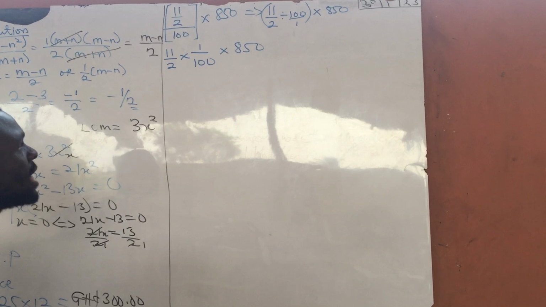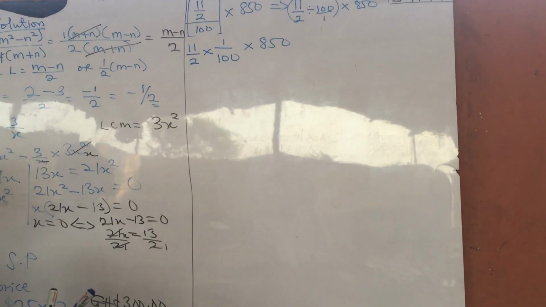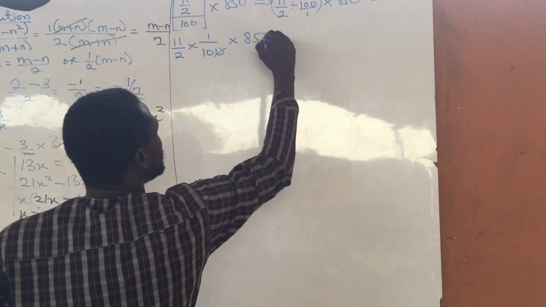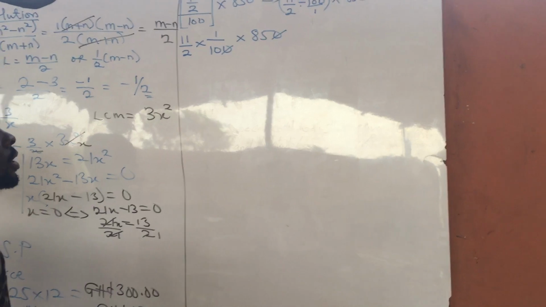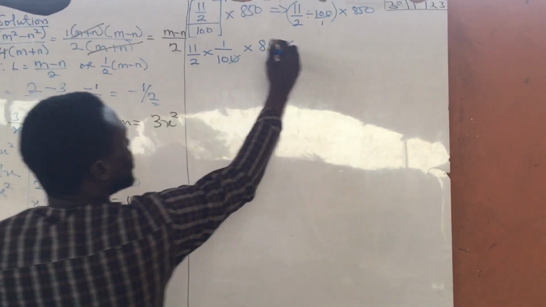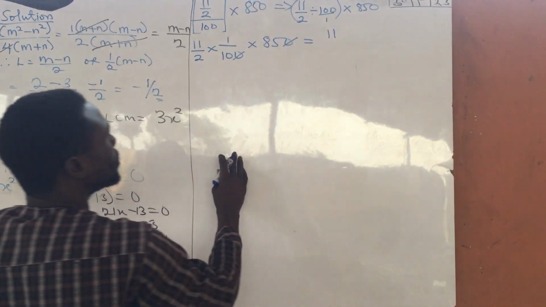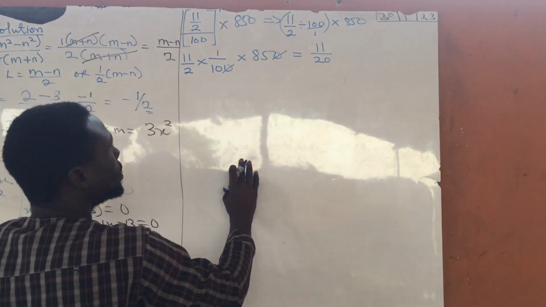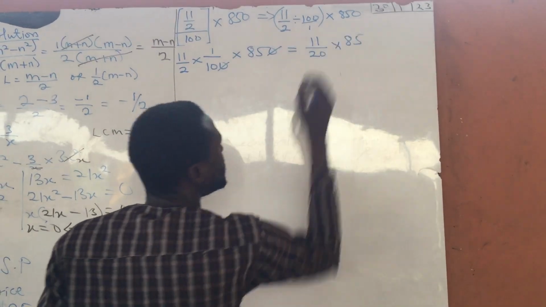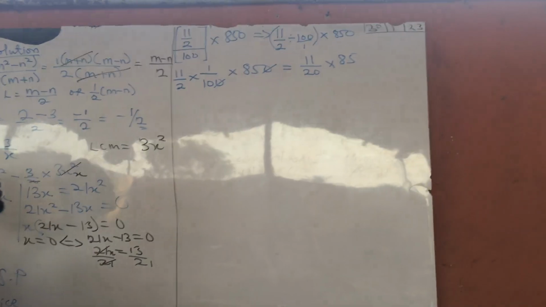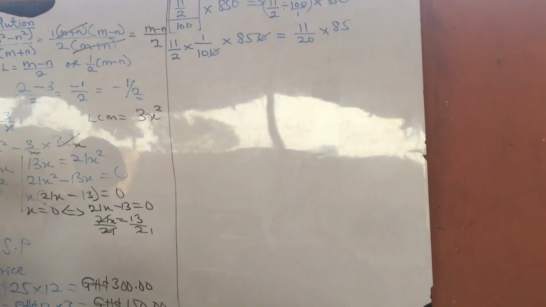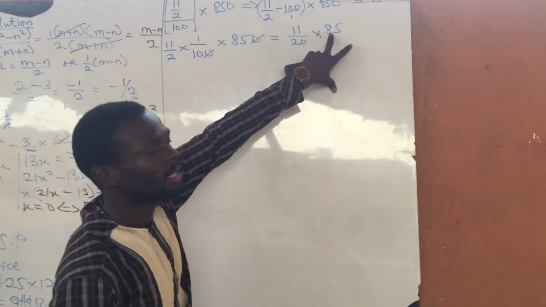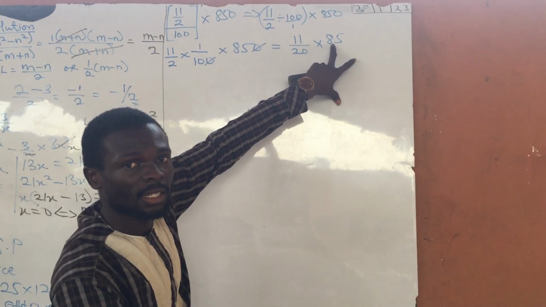Then you multiply by 850. So let's do the multiplication here. Let's take our time and multiply. Now we will notice that this 0 will cancel out this 0. If you multiply this by this, we are going to get 11. If you multiply this by this, you are going to get 20. Then times 85. Now we take our time to work this out. Now what are we going to do? Multiply the 11 by 85 to get your answer.